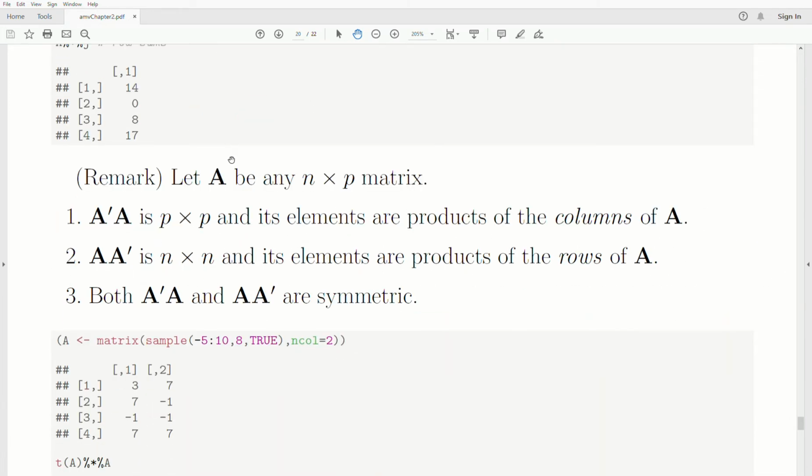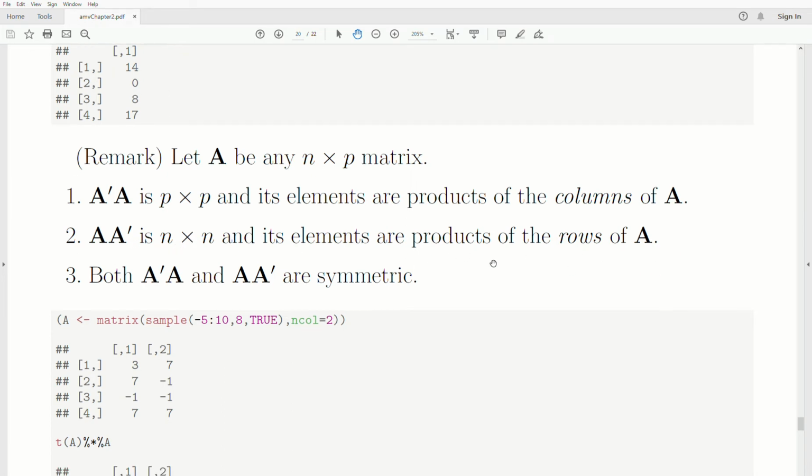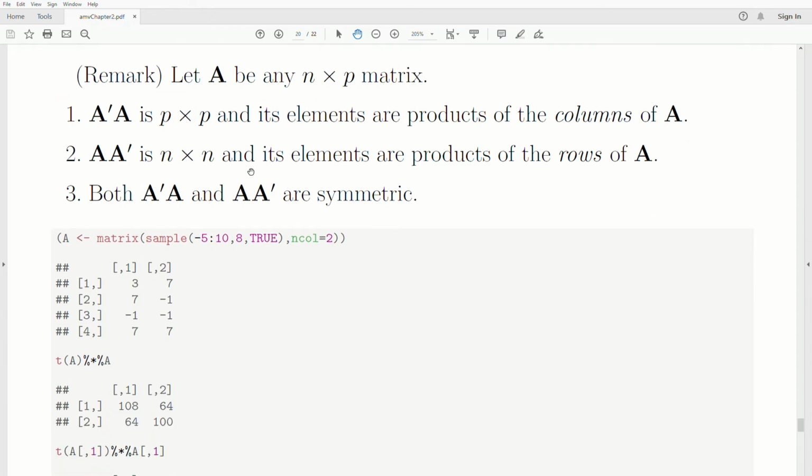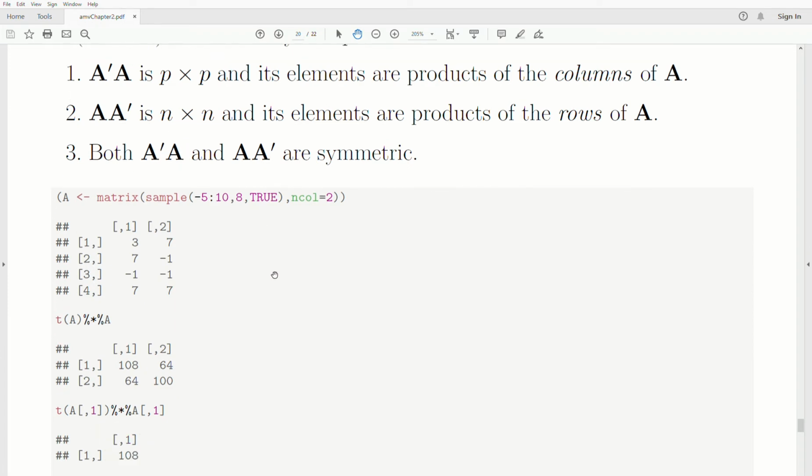Now, the matrix A, n by p, we can multiply it times itself, but we have to use the transpose. So if we compute A transpose A, that creates a p by p matrix where each element of the resulting matrix is the dot product of the columns of A. And A A transpose is an n by n matrix, and all the elements are the dot products of the rows. Note that both of these are symmetric. If you take the transpose of this, you get it back, so it has to be symmetric.